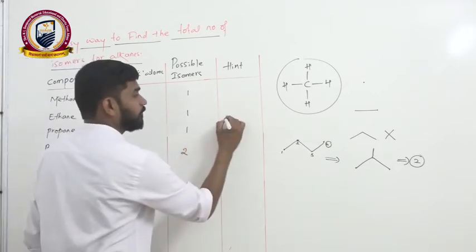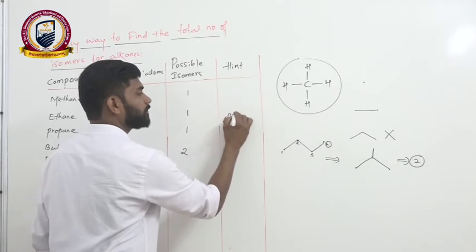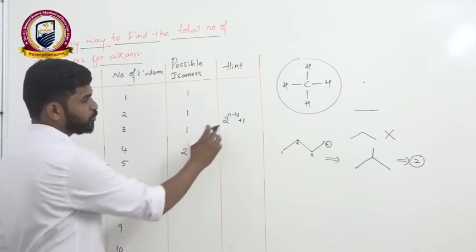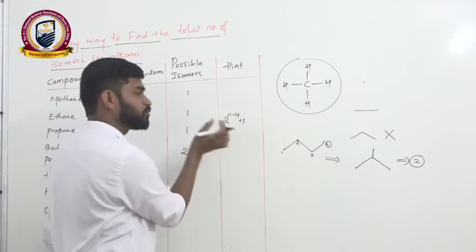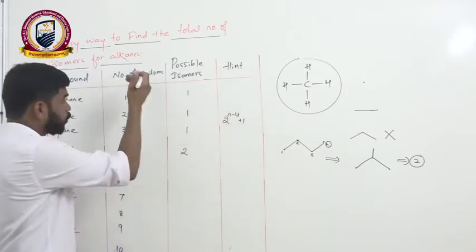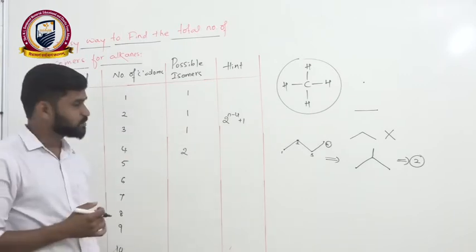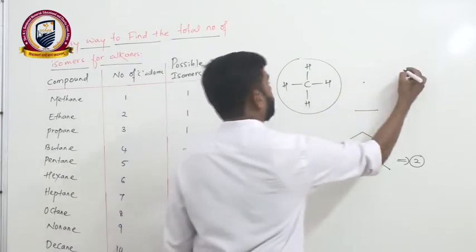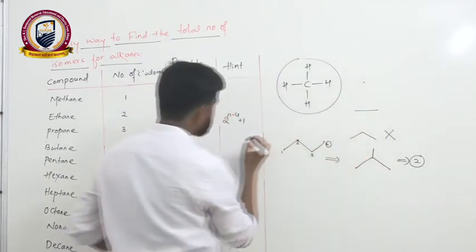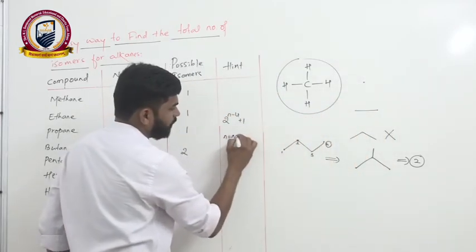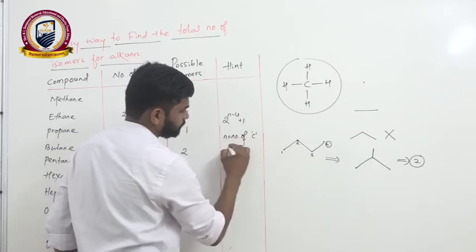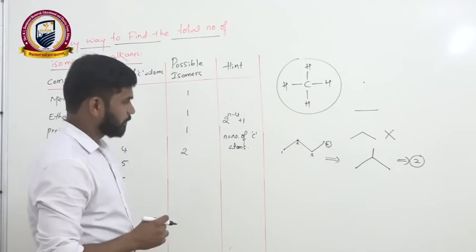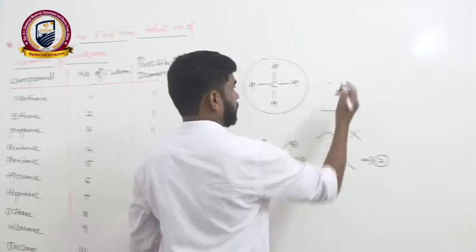The trick is that we have to follow the formula 2 raised to n minus 4 plus 1. 2 raised to what here? n minus 4 plus 1 will give rise to the total number of possible isomers for a given alkane. Okay, go for methane. Where n is what here? Number of carbon atoms. And calculate for methane.